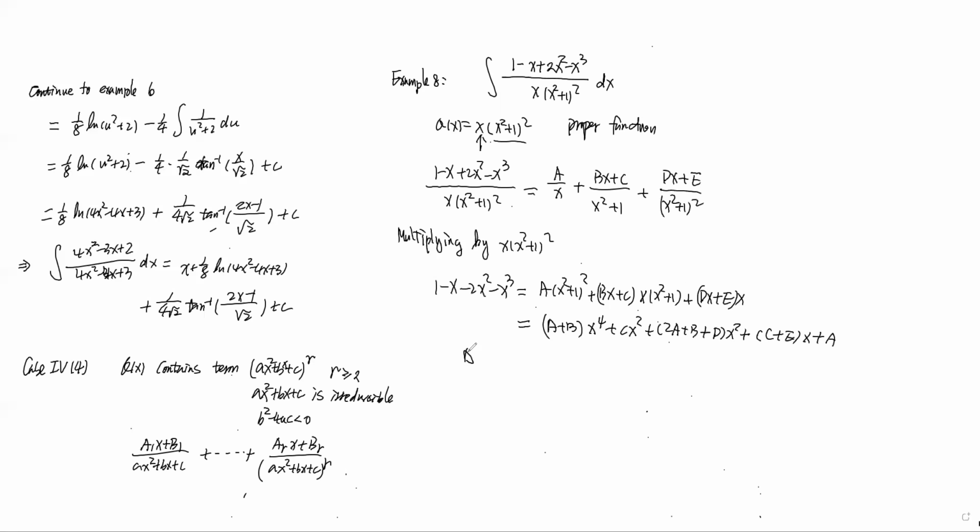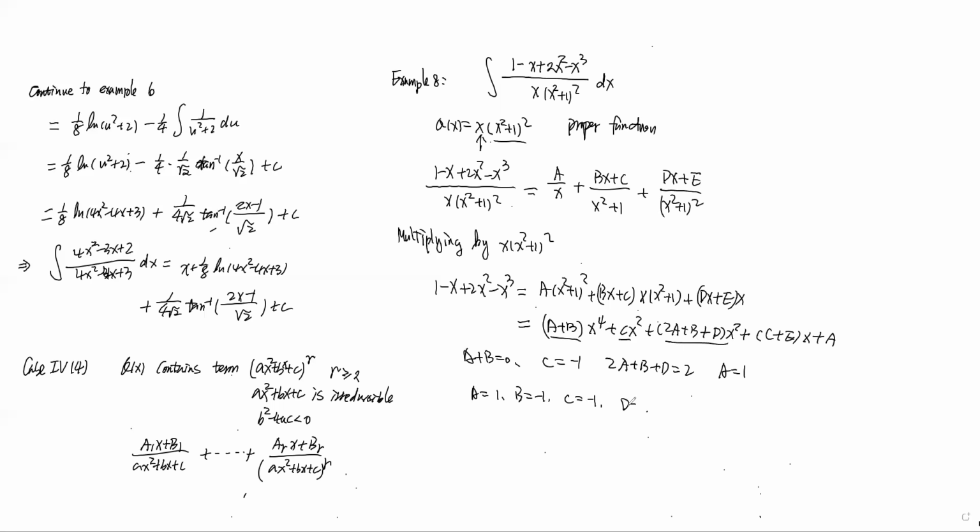Then we have A plus B is 0, C is negative 1, and 2A plus B plus D is 2, the coefficient of x squared. Did I make any mistake? Oh, I think I made a mistake here. Sometimes I make mistakes on the sign. So this is positive 2, and A is 1. By solving this system of linear equations, we have A is 1, B is negative 1, C is negative 1.